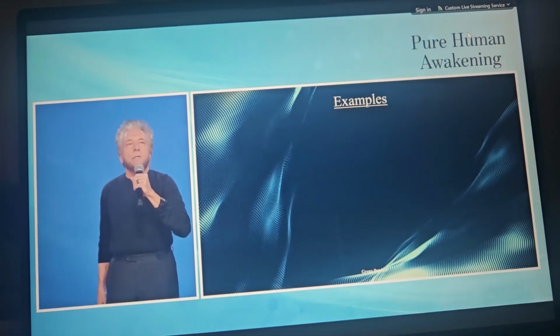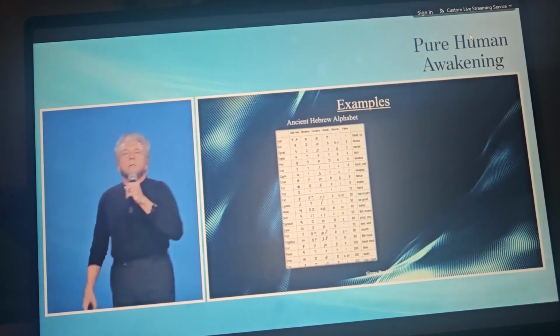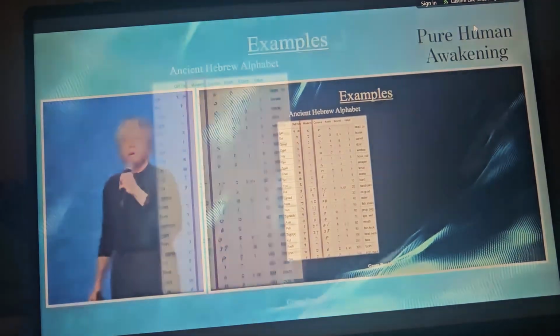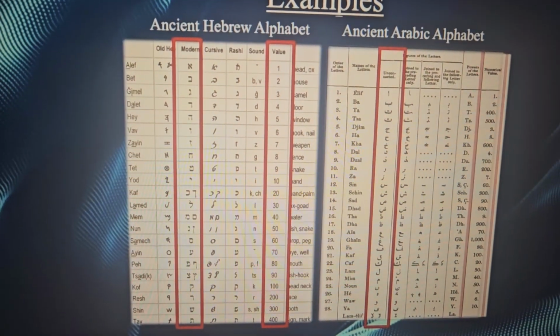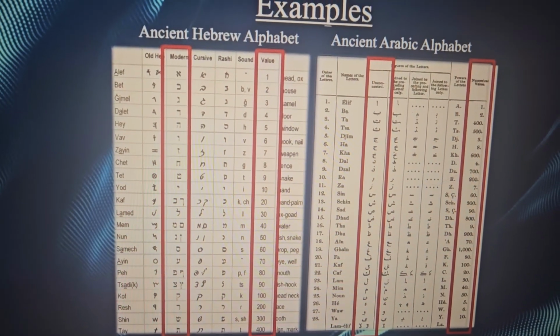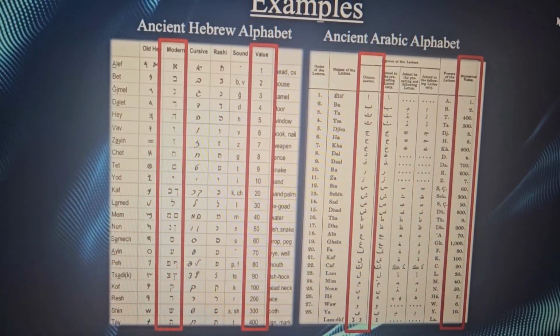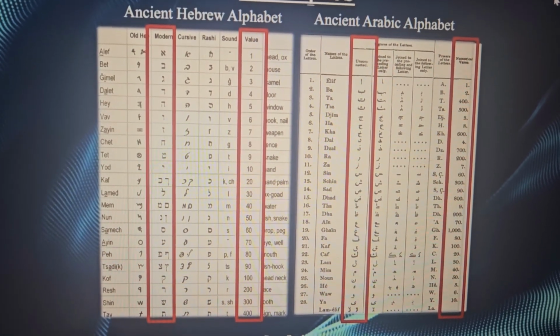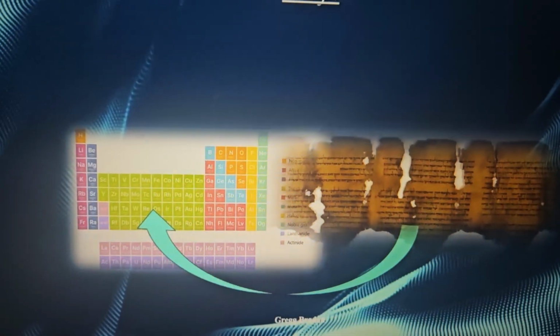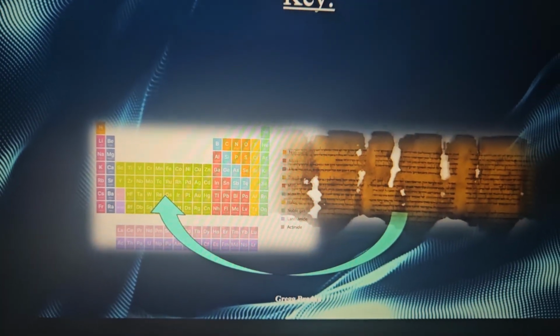Well, the bottom line is this. Let me give you a couple of examples. Here's the Hebrew alphabet. There's the letters. There's the numbers that go with it. There's the Arabic alphabet. There's the letters. There's the numbers that go with it. We could do the same thing with Sanskrit and cuneiform. All right? So every letter has a number that represents it. So here's the key, and this is what took me so long.